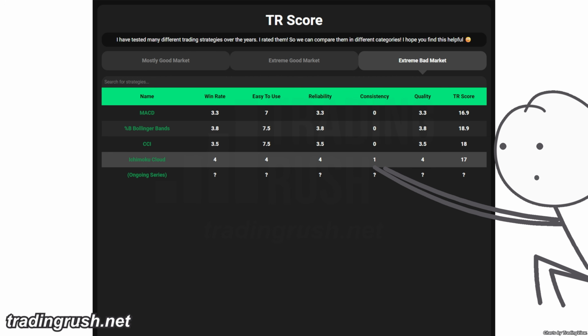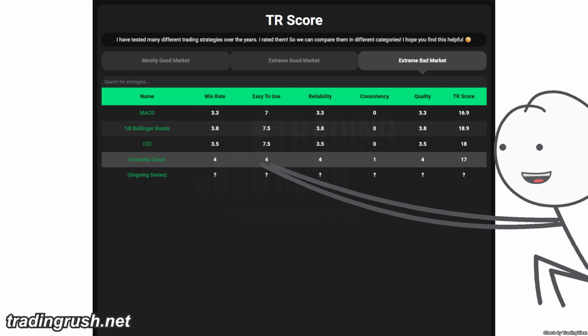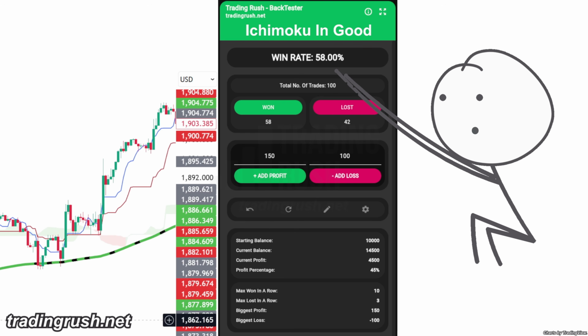That brings the TR score to 17 in the extremely bad market, which is kind of funny. You see, even though Ichimoku got the highest scores in almost all categories, the lower score in the easy-to-use category brought down the total score of the Ichimoku Cloud indicator. So yes, even though the Ichimoku Cloud is one of the ugliest things you will ever see in your entire life, it is one of the best indicators in both good and bad markets.